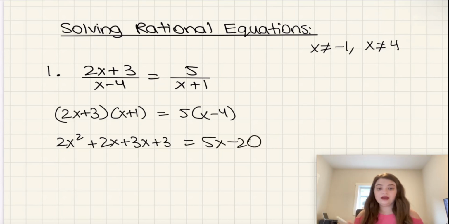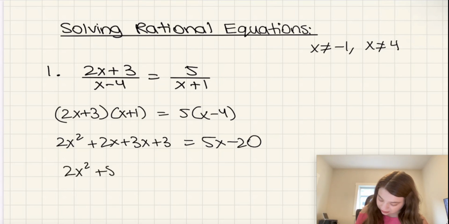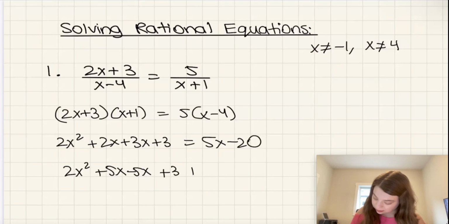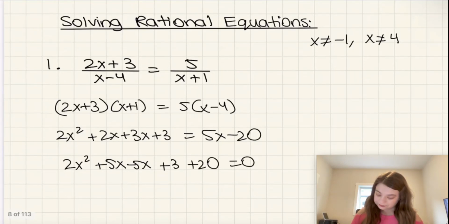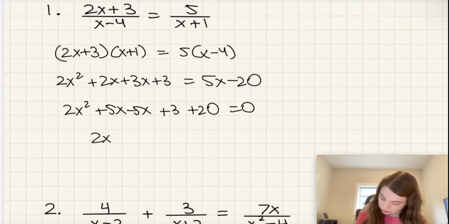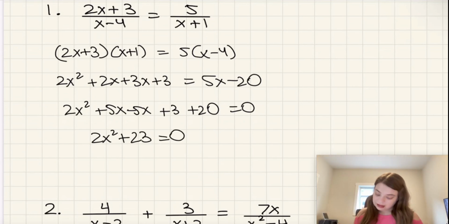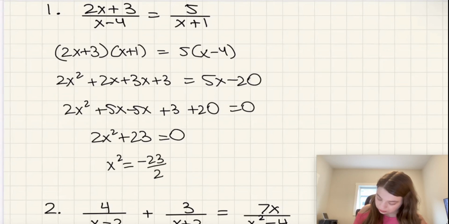Now I'm going to get everything on the same side. So over here, we're going to have 2x squared plus 5x minus 5x, because I'm subtracting from the other side there. And then plus 3 plus 20 is equal to 0. That means that 2x squared plus 23 is equal to 0. And that means that x squared is equal to negative 23 over 2. And that's not possible, right? There's no possible answer for this other than an answer that would involve i.